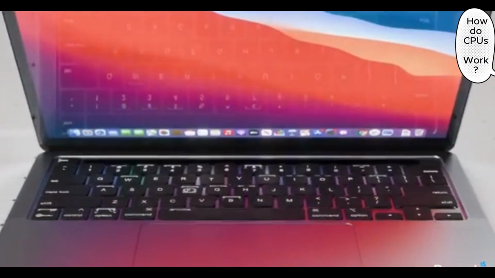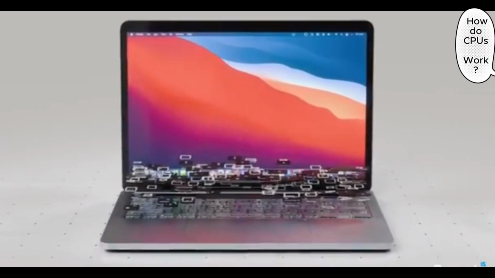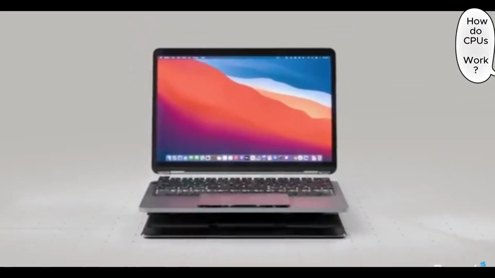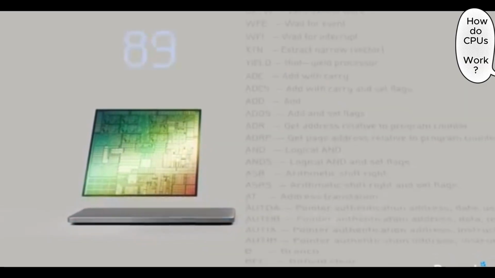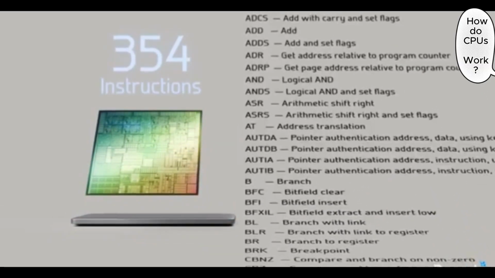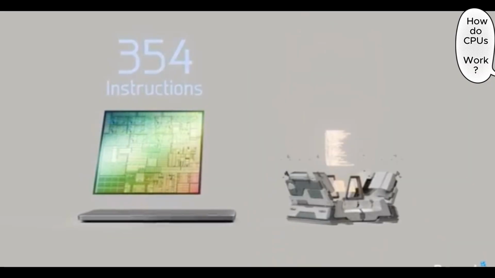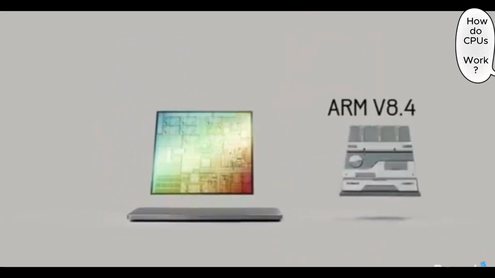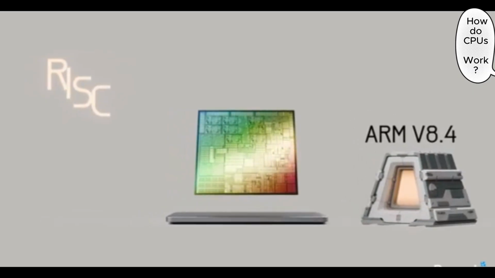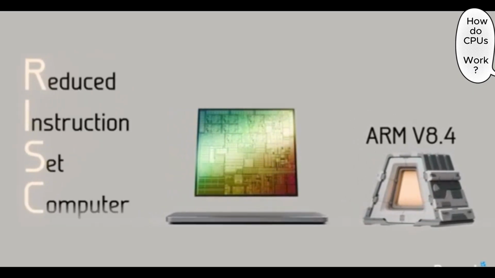Okay, so let's quickly run through slightly more advanced topics to finish up this video. Earlier, we mentioned that the MacBook Pro's M1 chip can complete 354 different instructions. This set of instructions is called ARM v8.4, and it's categorized by a RISC architecture or reduced instruction set computer.